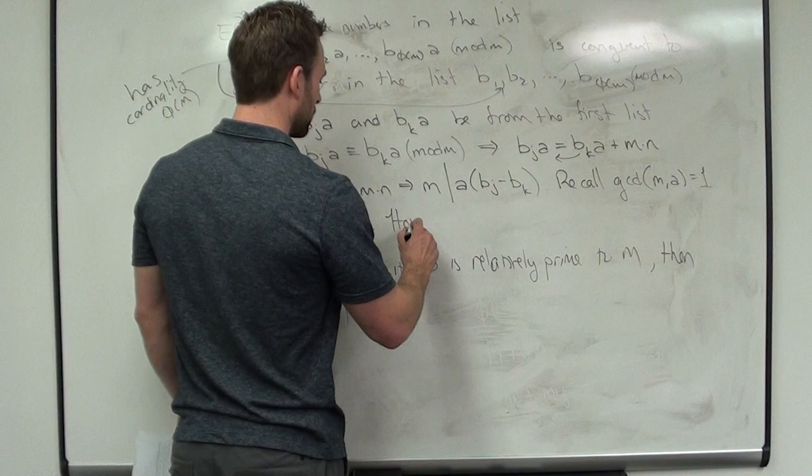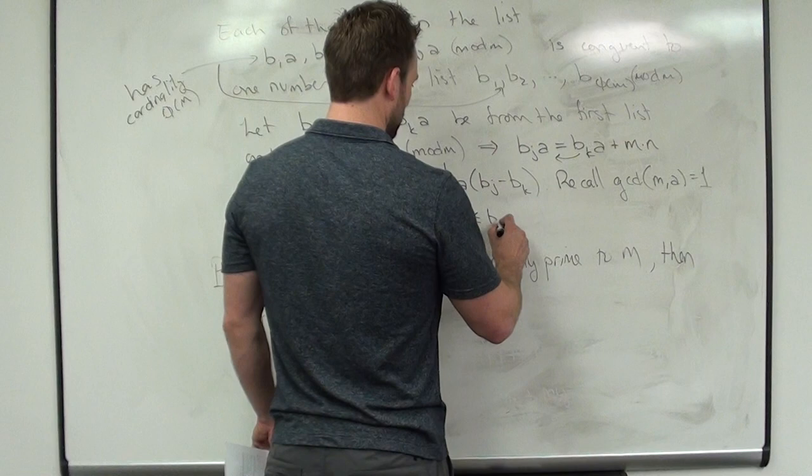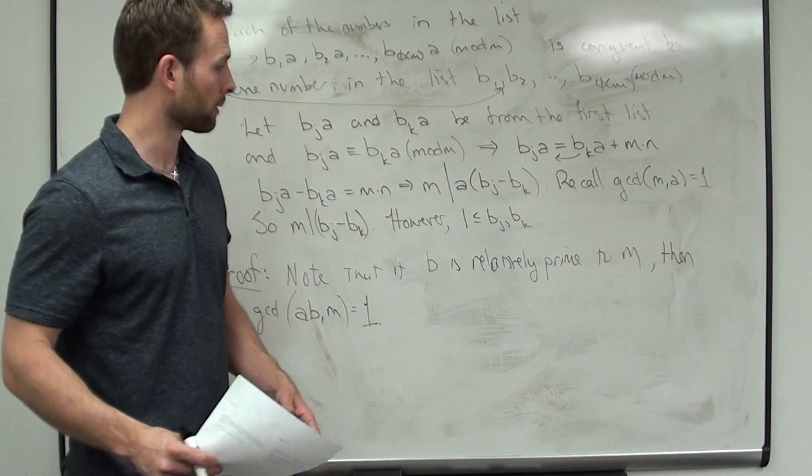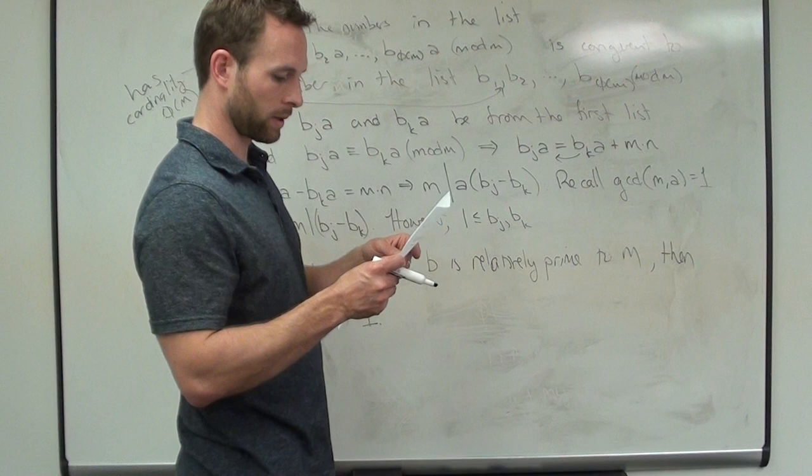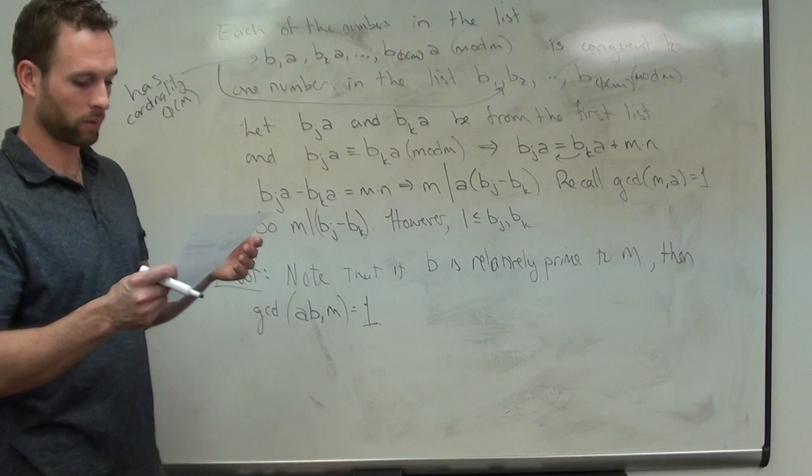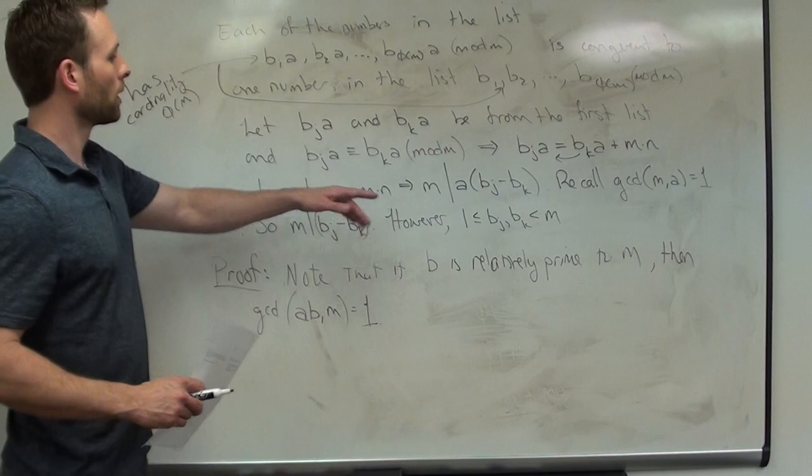However, if we think about this, it doesn't matter which one is bigger. You give me two numbers, one's going to be bigger than the other, and so for b sub j and b sub k, I think I called b sub j the bigger one, it doesn't really matter here. I do have that be the bigger one here. But these two guys, why are they bounded in here?